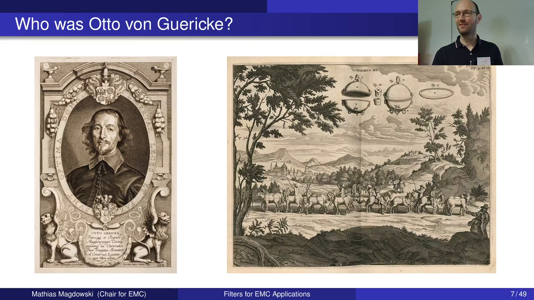So our university in Magdeburg is named after Otto von Guericke. I don't know if you've heard about him. He lived 400 years ago, approximately. And he was also a mayor of the city at that time. And he was also a researcher and a scientist and a physicist.